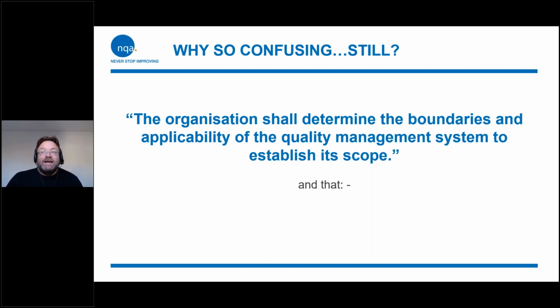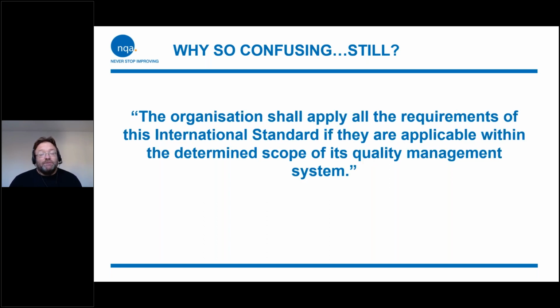Going on from that, it says the organisation shall apply all of the requirements of the international standard, so 9001, if they are applicable within the determined scope of the management system. So if it applies to you in any way, shape, or form, you can no longer exclude it, whether you choose to or not, if that makes sense. You can't choose to exclude something. If it applies to you and it affects your end product or service, you need to apply it within ISO 9001. You can't opt out of it, sadly.